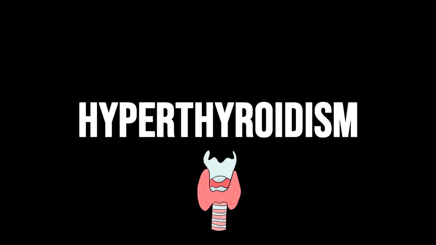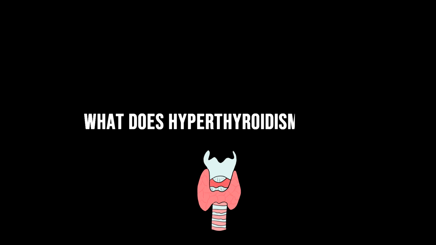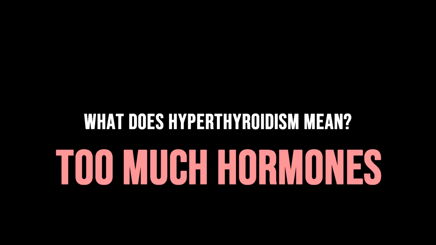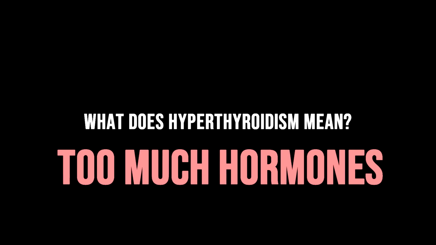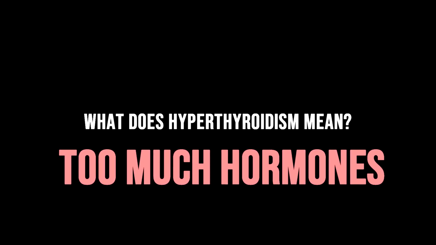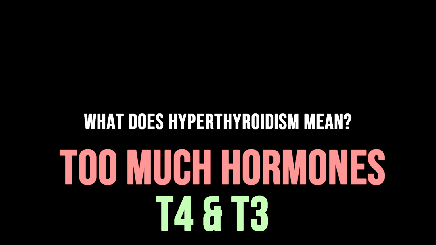So let's start off by what does hyperthyroidism mean? Essentially means when you have too much of the hormones produced by the thyroid gland. The thyroid produces the hormones known as T4 and T3. So there's various causes as to why you can get too much of these hormones being produced.